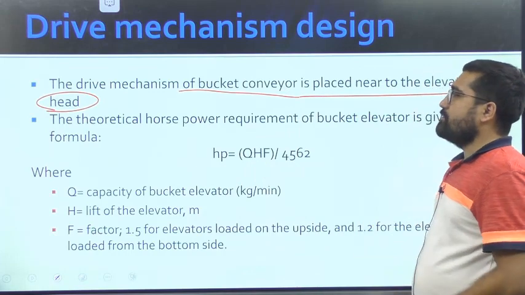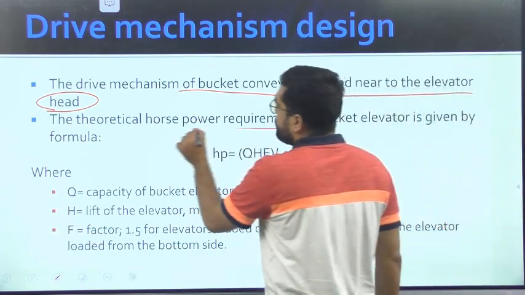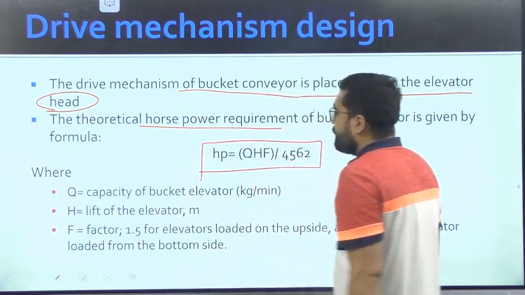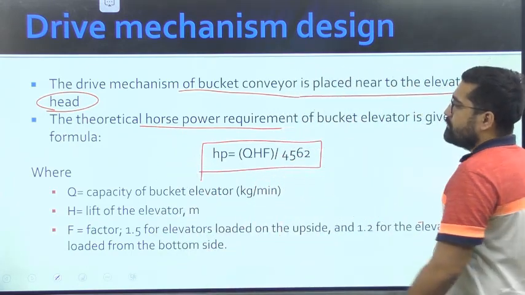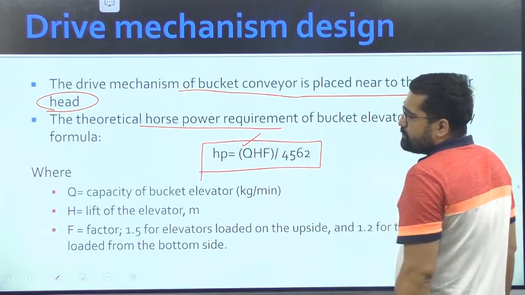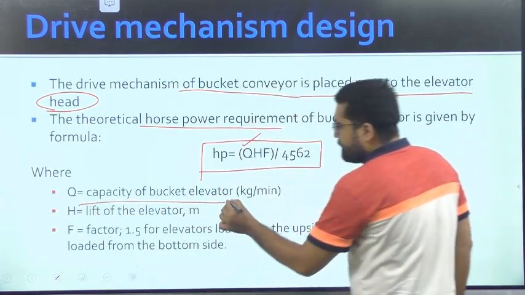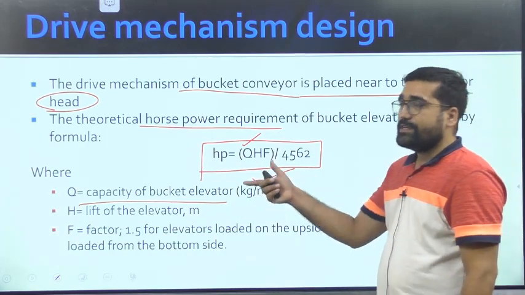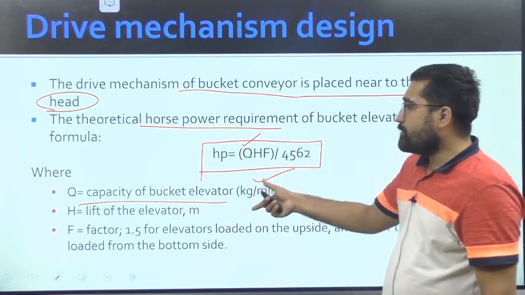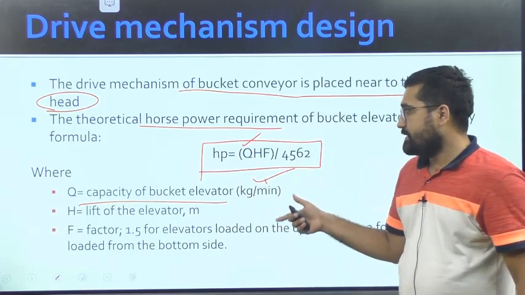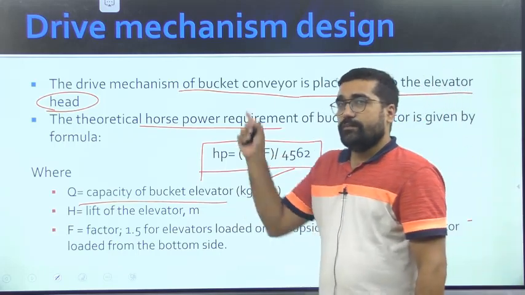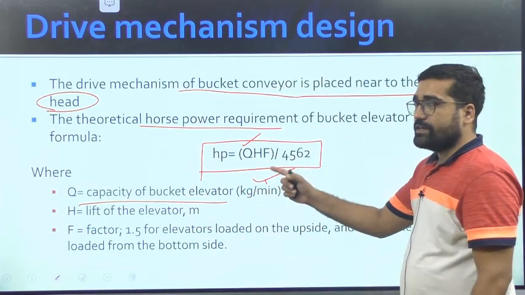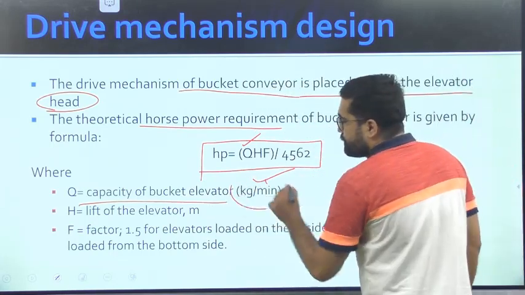What is the formula for determining the horsepower? The formula is QHF divided by 4562, where Q is the capacity of the bucket elevator in kg per minute. What we found in tons per hour, we have to convert into kg per minute in this case. Previously we found capacity in tons per hour; that capacity we have to convert into kg per minute. Again, remember.